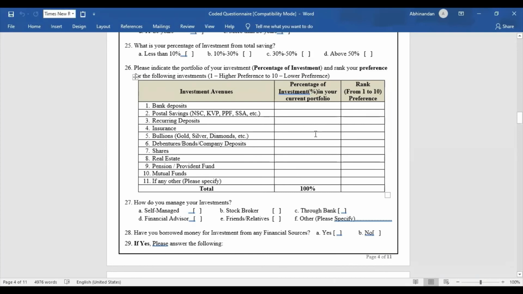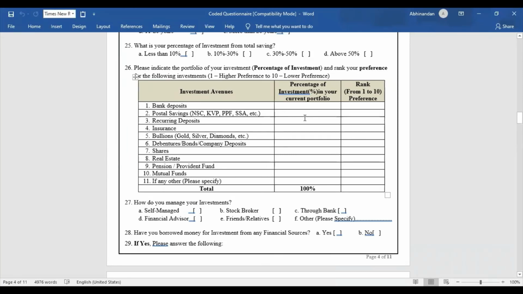Percentage of investment, which type of data? Interval data. Interval, any answer? Any other answer? Nominal. Then? Ratio. Ratio.